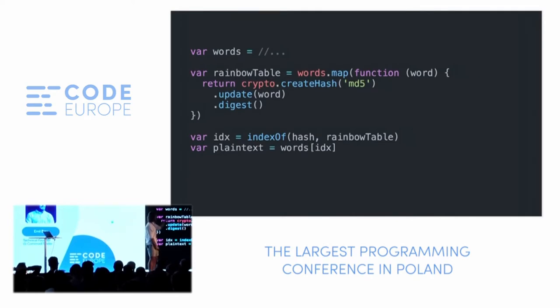Then what we do is we take all the words and use the same hash function as the application used. That's what's called a rainbow table: on one side you have all the original words, on the other side you have all the hash values. Then all you need to do is go into your rainbow table, look up the hash from the database that you stole, and that will give you the index of the word, and then you suddenly have the plain text. So sounds kind of complicated, right?